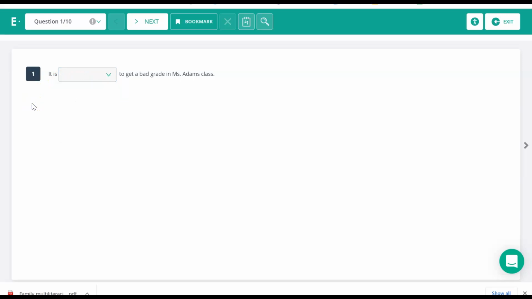Let's see which word would fit best in the sentence. It is reusual, disusual, unusual, or preusual to get a bad grade in Mrs. Adams' class. Probably not usual, and un means not. Click unusual and then click next.